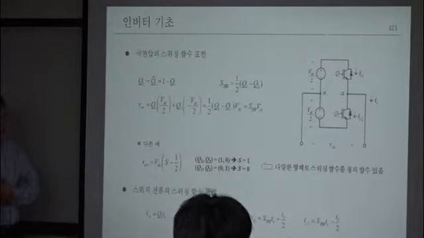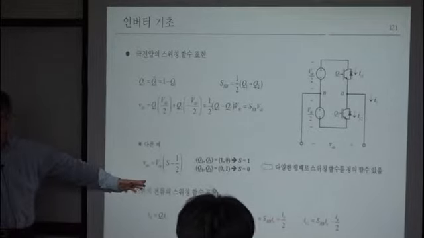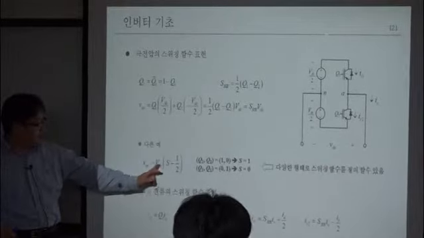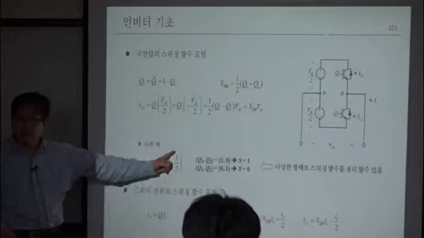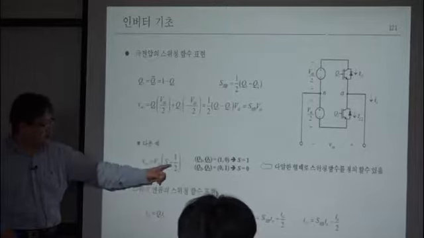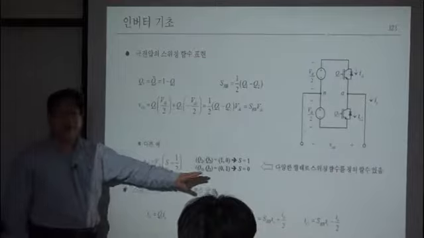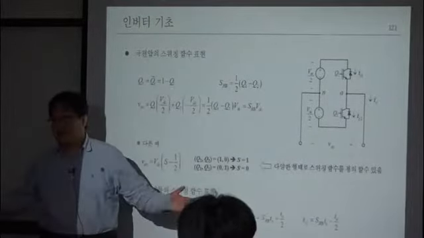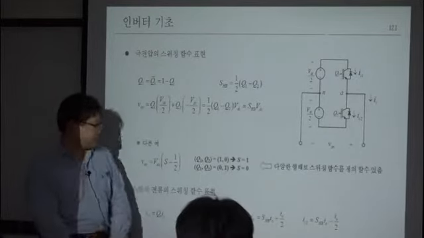Then, in fact, you can also define your switching function like this here. Then, what does it mean? If your S is 1, your VAN is VDC over 2. If your S is 0, VAN is VDC over 2 with a minus sign, right? It means you can define the switching function in different ways. There are many expressions.